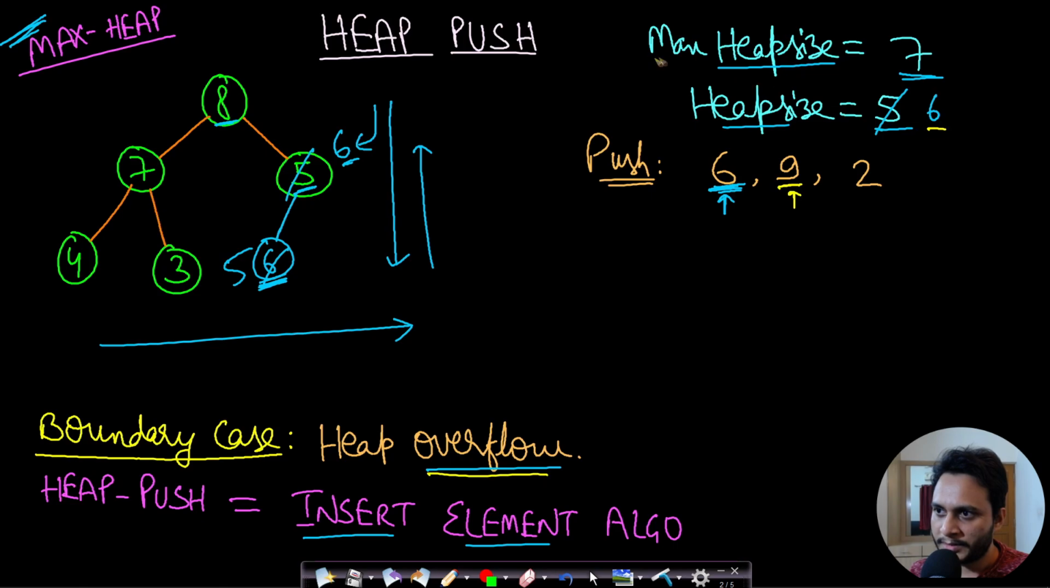So heap size is less than maximum heap size, and so heap overflow will not occur. Now what is the next step? We will be inserting this element from top down, left to right order. So what is the next position left? The next position is the right child of this 6. Okay, this current element is 6 now. So now 9 will be inserted here.